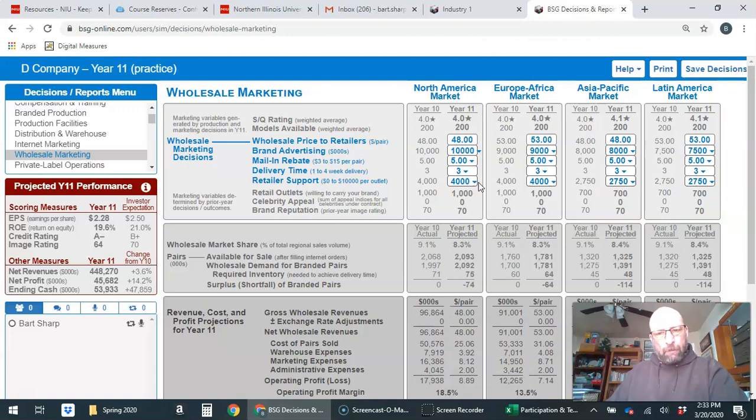Maybe over time, more stores will be willing to carry your product, but there's also a cost associated with it, right? So when you look at the retail outlets, this is the number of stores willing to carry your product in North America, in Europe, and so on. That number will go up or down over time depending on all these factors that we're talking about. So you make these decisions in a way which best embodies the strategy that you're trying to execute.